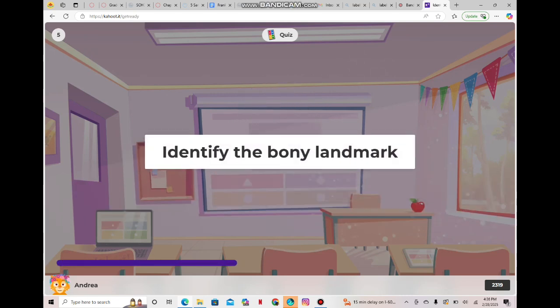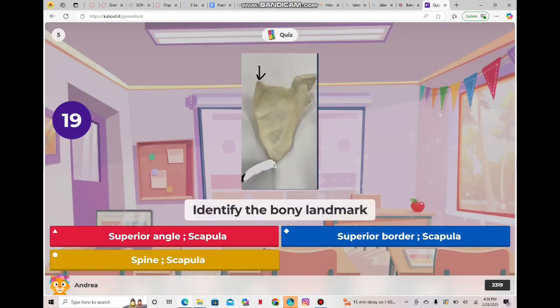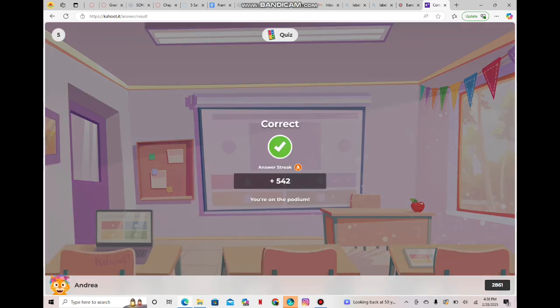We're on question number 5 now to identify the bony landmark. We just did the inferior angle, which means up here would be superior, so that eliminates the option of the spine and border, because this is not a border, this is an angle, so this would be the superior angle of the scapula. It's the highest angle of the scapula.